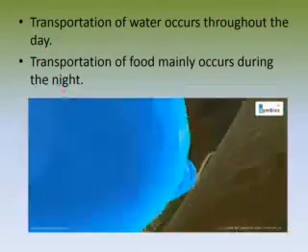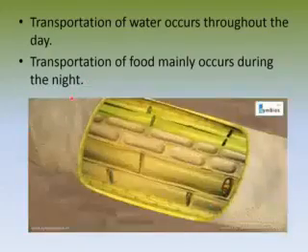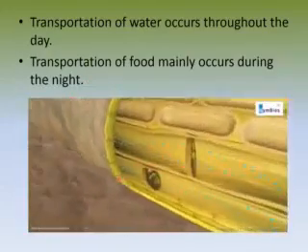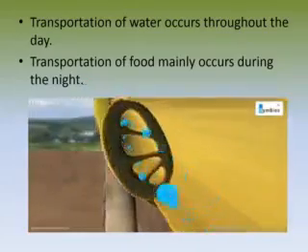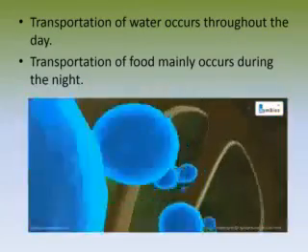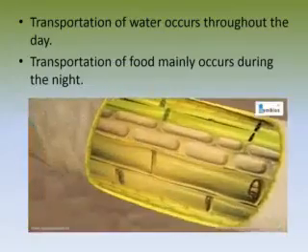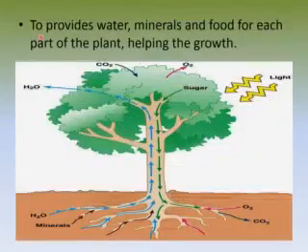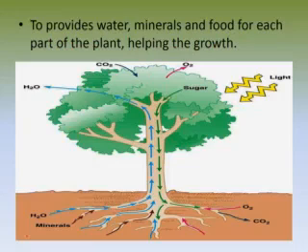These are the tubes which are spread throughout the plant, in the leaves, in the stems, in all parts of the plant. These tubes carry the food to all parts of the plant, to provide water, minerals and food for each part of the plant, helping in the growth. Yes, this is what happens ultimately: after absorbing the water and the food, the plants grow.